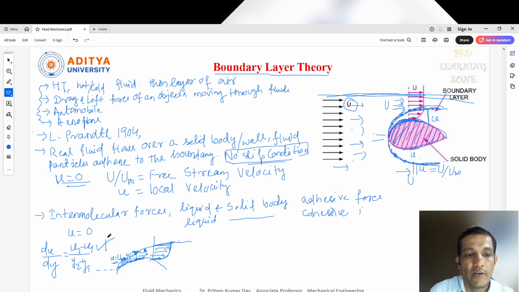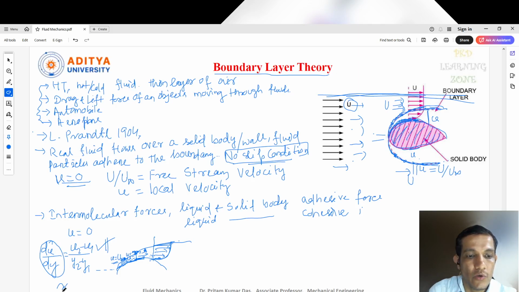This concept you have already discussed in the previous lecture, like Newton's law of viscosity. There we already discussed it. So this is the velocity gradient. Due to this velocity gradient, we can see there is a change in velocity, so the fluid exerts a shear stress. The fluid will exert a shear stress on the wall.